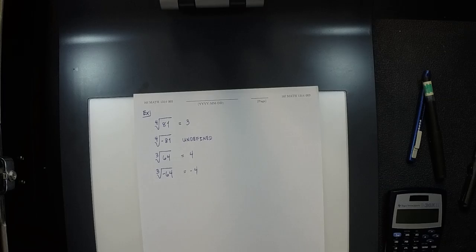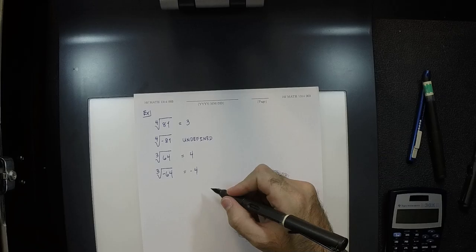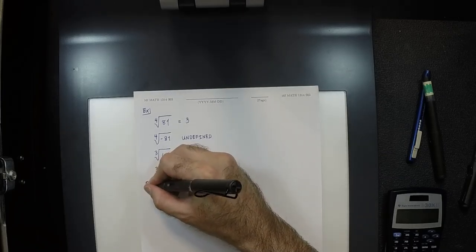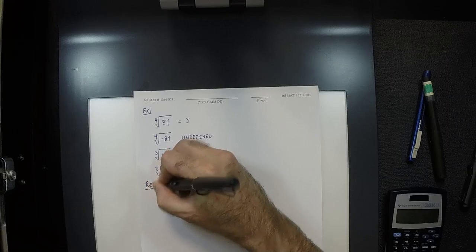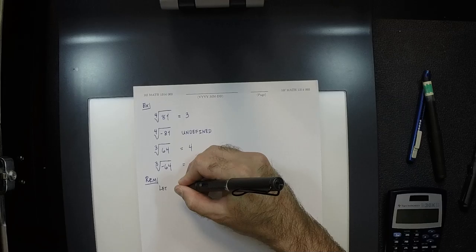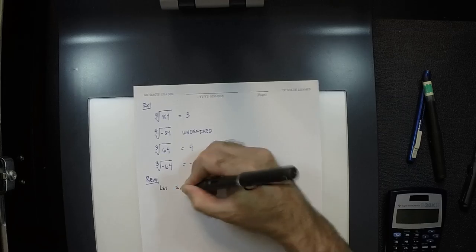Now, why is that? Well, let's take negative 4. Negative 4 times negative 4 is, what? 16. Is positive 16. And then if you multiply by another negative 4, the result will be negative 64. Okay. So, good. Any question about this? Okay.